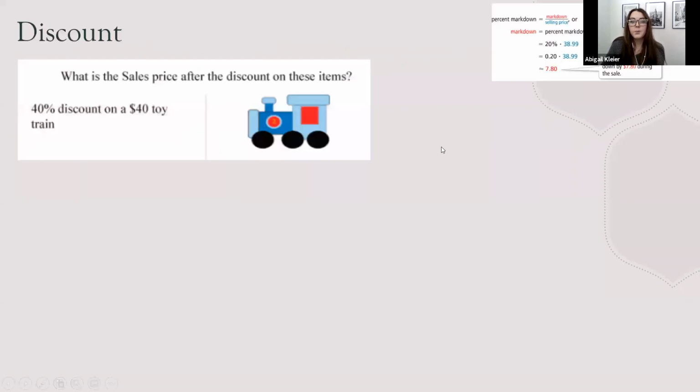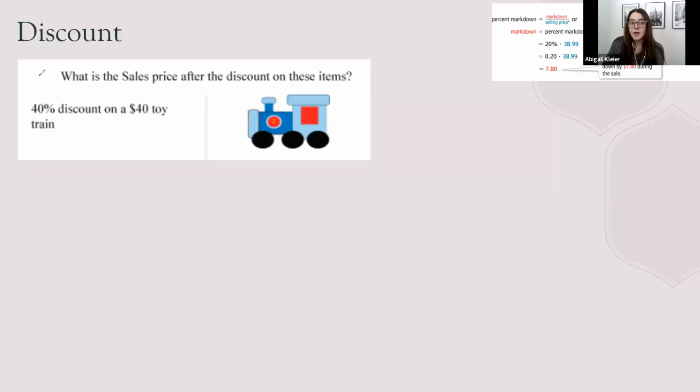All right, now how about discount? So when we're dealing with discount, that means that our end price, whatever it is, should be less than our initial price, which tells us that we are going to be subtracting at some point in this problem. So what is the sales price after the discount on these items? We're looking at a 40% discount on a $40 toy train.